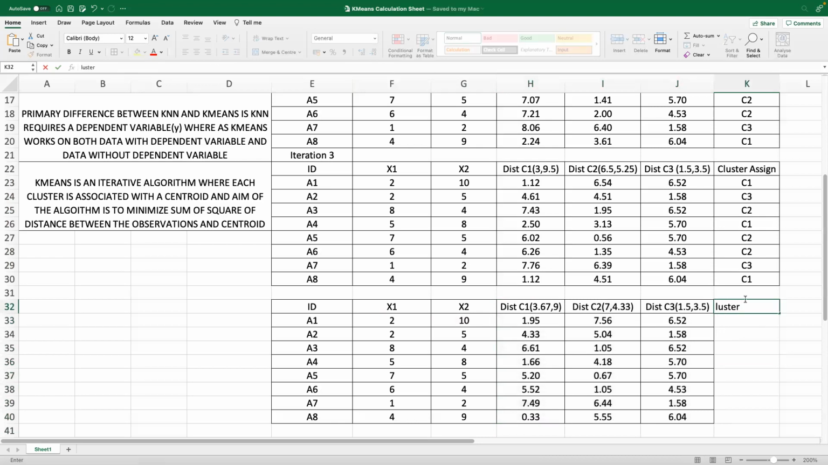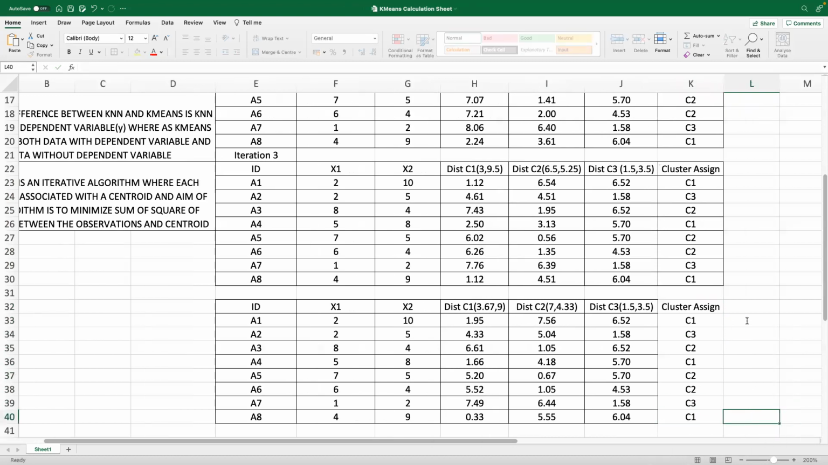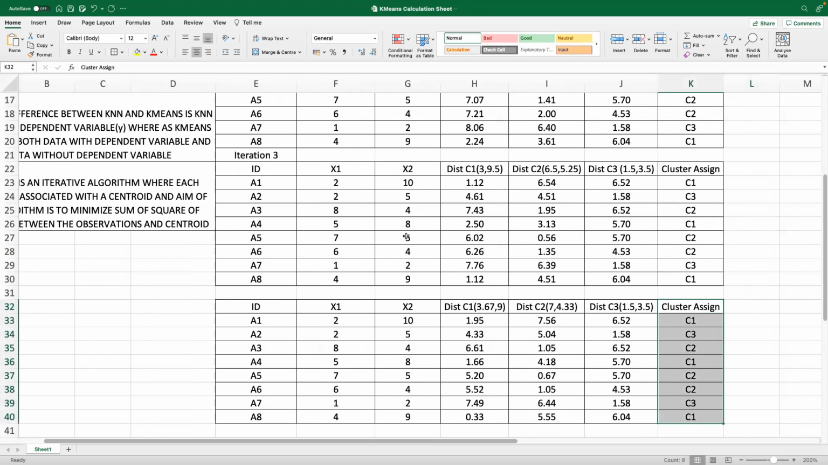Cluster assignment. This would be C1. This would be C3. This would be C2. This would be C1. This would be C2, C2, C3, and C1. So there is no change in the cluster alignments. So we will stop here. These are the final cluster allocations.